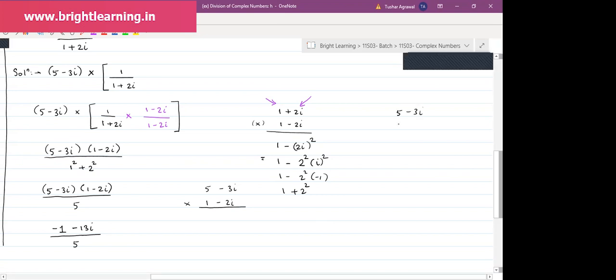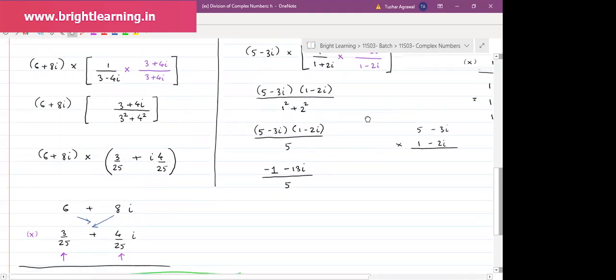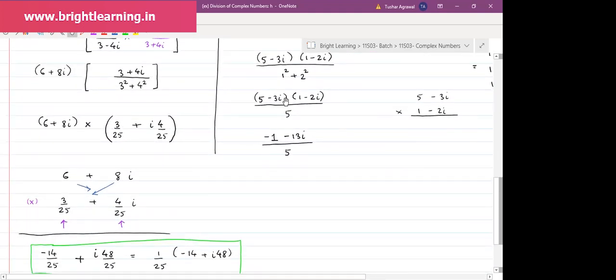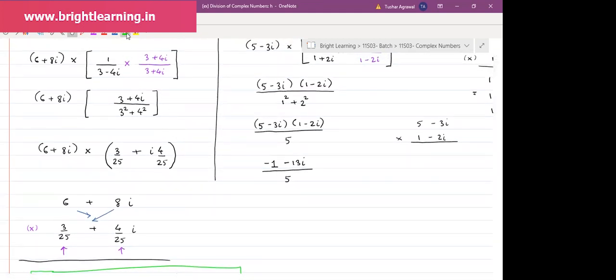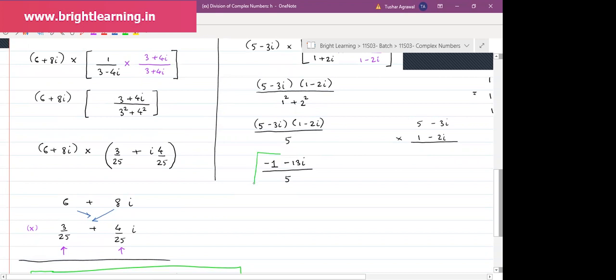5 minus 3i, 5 plus 3i. Do it. It will be 5 square plus 3 square. Actually, originally it is 5 square minus 3i complete square, and it is 5 square minus 3 square into i square, and i square becomes negative 1, so 5 square plus 3 square. So now this is the final answer. Minus 1 minus 39 upon 5. Okay. Yes, sir.